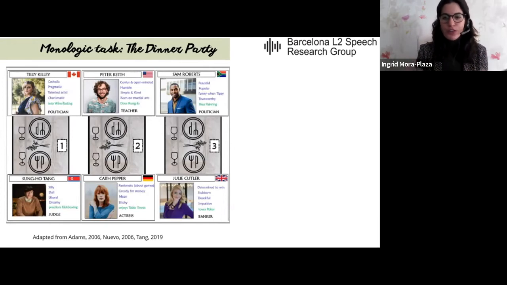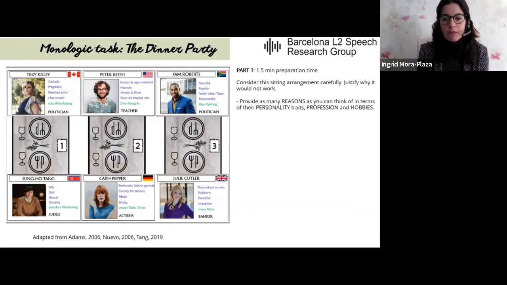Nevertheless, I would like to share with you a little bit how our methodology was built and what kind of materials we used. So the dinner party task, which I adapted from Adams et al., consisted of a monologic task where students were the organizers of a party and they had to consider a seating arrangement at a party which had been initially designed in a way that would not work. So they had to justify why.